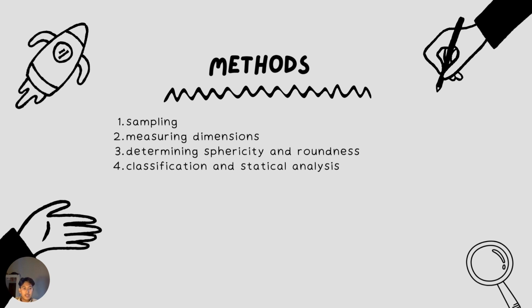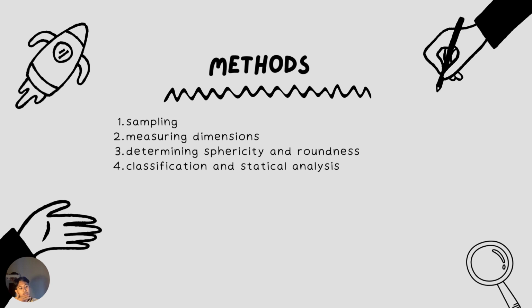And then the third step is determining sphericity and roundness. Sphericity is calculated using the ratio of the three axes. Roundness is usually estimated by comparing pebbles to reference diagrams such as the Powers roundness scale. Okay, the last one is classification and statistical analysis. The data are then categorized into shape classes and analyzed statistically to identify the dominant trends in a sample. And I think that's all for the method of pebble shape analysis.